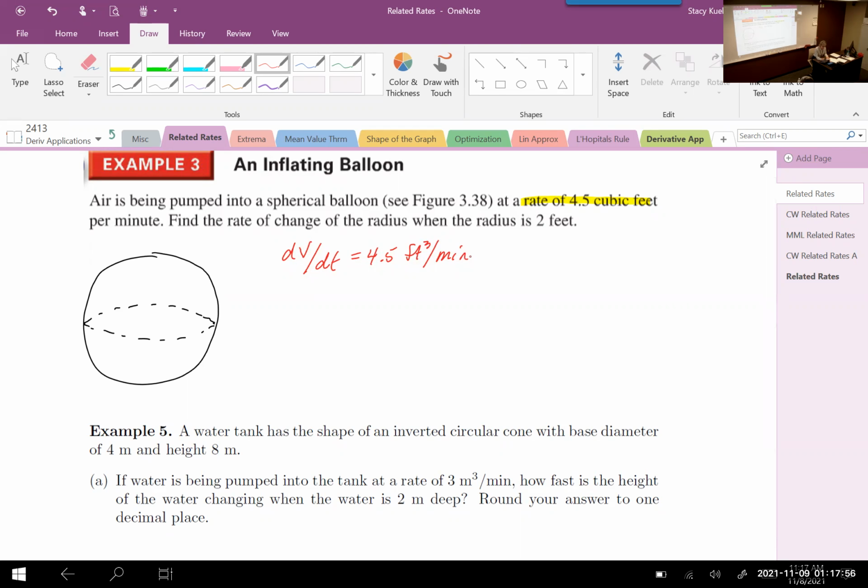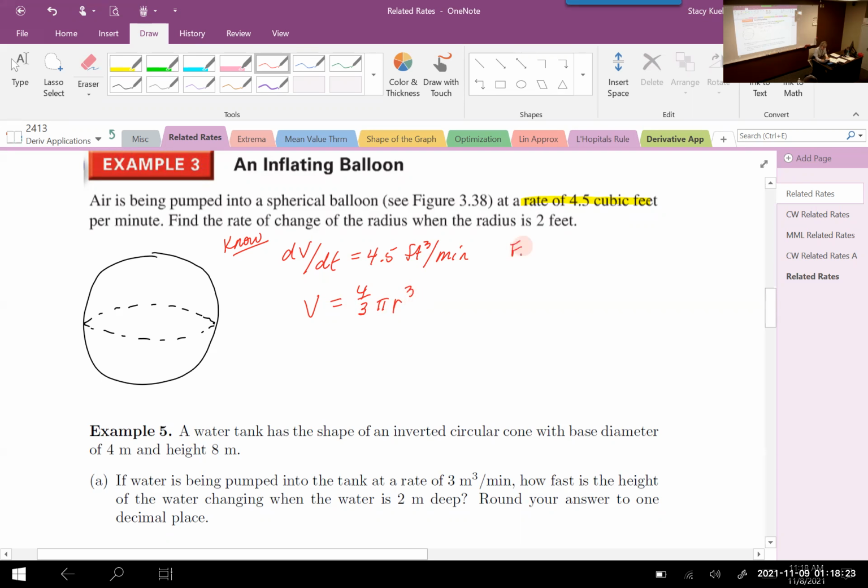I know that, so this is what I know. I know dV dt. I know that the volume for a sphere is 4/3 pi r cubed. Even though I told it to you, we really do know that. You would want to go out and find that formula if you didn't know it already.